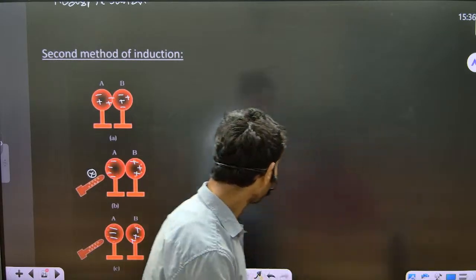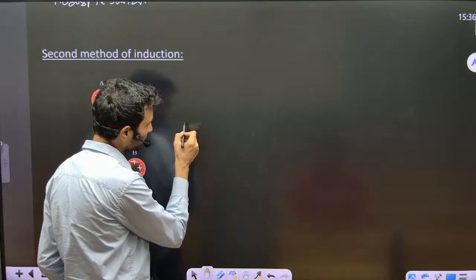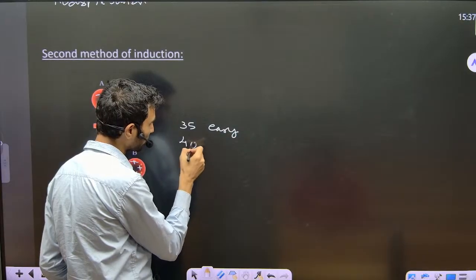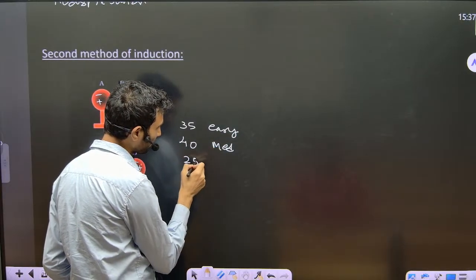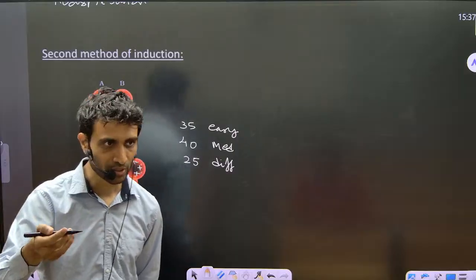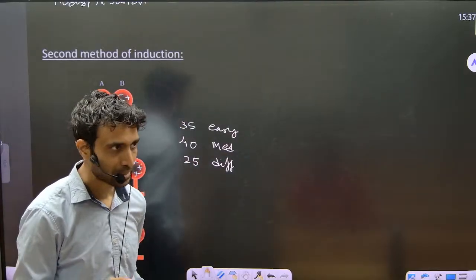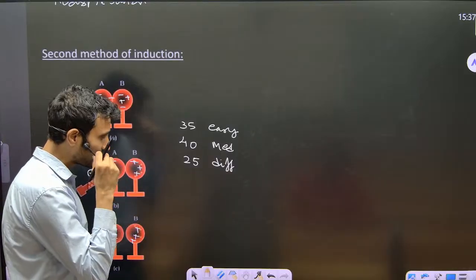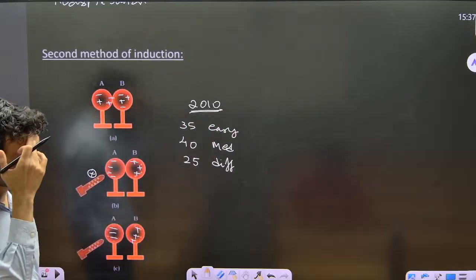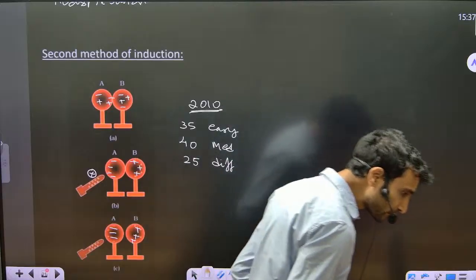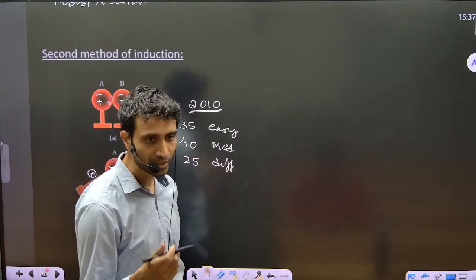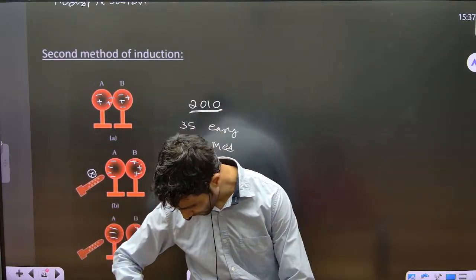So now you might think that it is so easy to clear IIT, right? Because it's only 35 easy, 40 medium and 25 difficult. This is averaged over the entire years. Of course, it changes year to year. I've been teaching since 2010, and of course I've gone through papers before that also, and I'm telling you the average over all the years. And you know how much percentage you have to get to get into IIT?